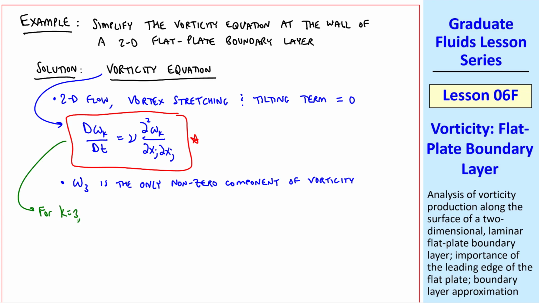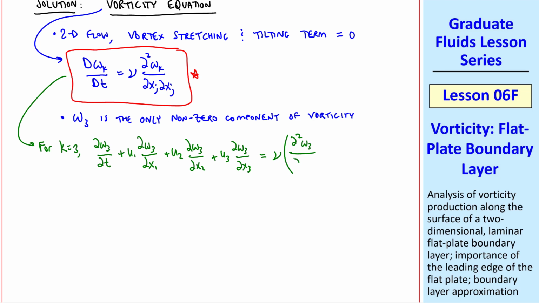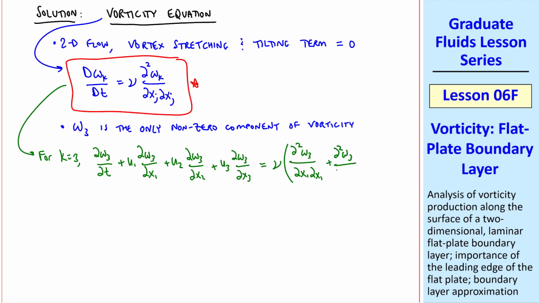So for k equal 3 in our equation, we write ∂ω3/∂t plus u1 ∂ω3/∂x1 plus u2 ∂ω3/∂x2 plus u3 ∂ω3/∂x3 equals ν times the quantity ∂²ω3/∂x1∂x1. Note that some people will write ∂x1 squared, but I like to keep it like this in tensor notation, plus ∂²ω3/∂x2∂x2 plus the j equal 3 term as we sum over j. But many of these terms go away.